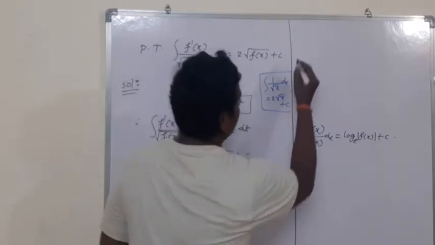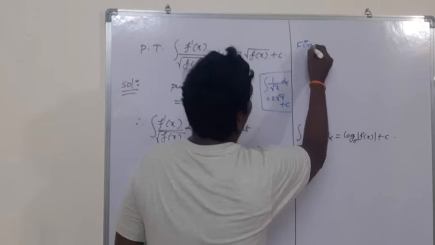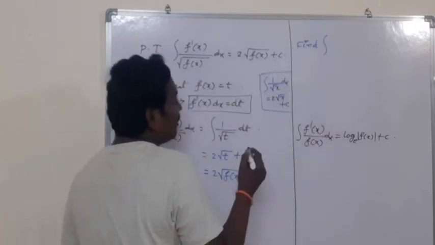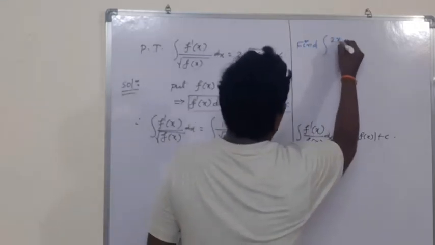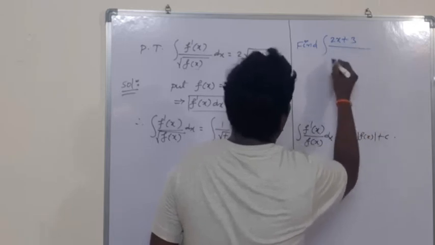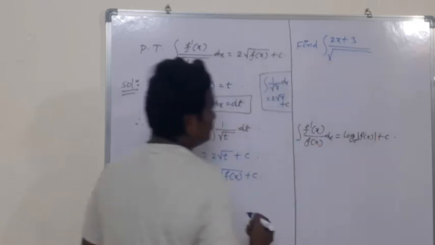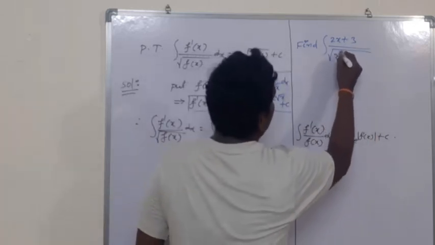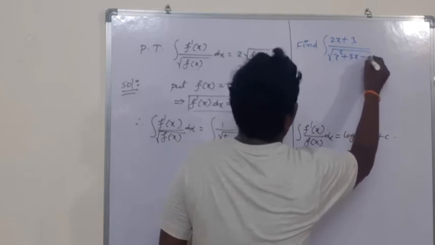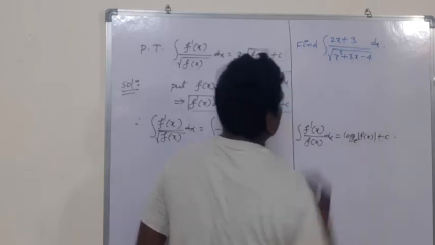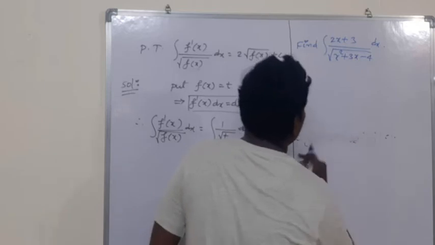Please see one example. Find integration of 2x plus 3 whole by root over x square plus 3x minus 4 dx.